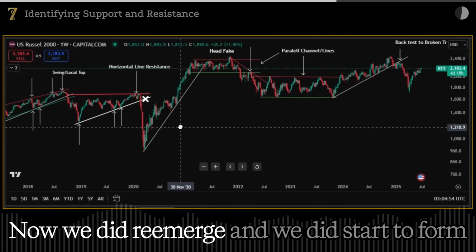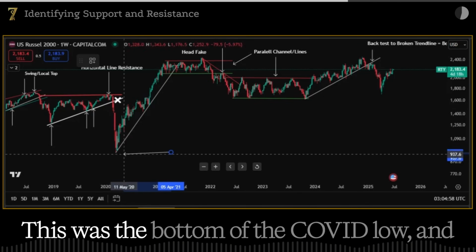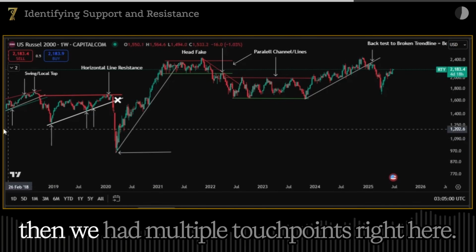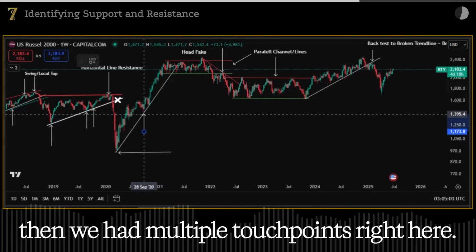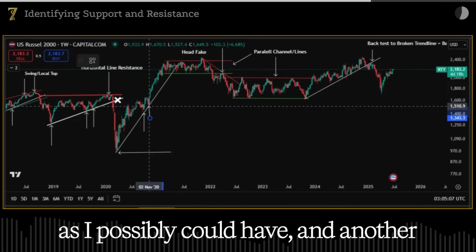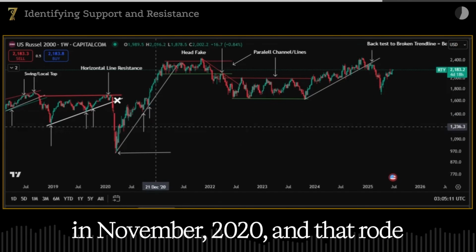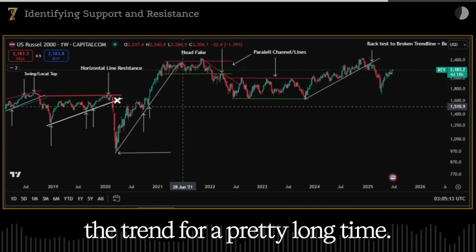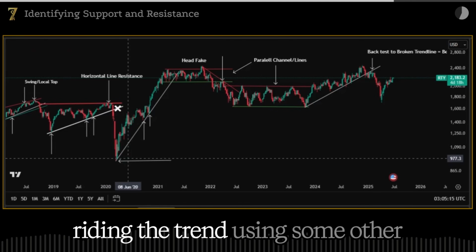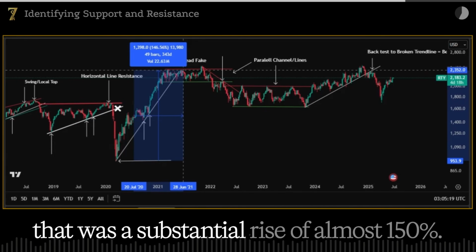Now, we did reemerge and we did start to form a new trend. And I just want to point this out. This was the bottom of the COVID low. And then we had multiple touch points right here. I didn't probably snug that line up as close as I possibly could have. And another trend line touch right back here in November 2020. And that rode the trend for a pretty long time. As a matter of fact, had you just been riding the trend, using some other indicators along with your trend line, that was a substantial rise of almost 150%.